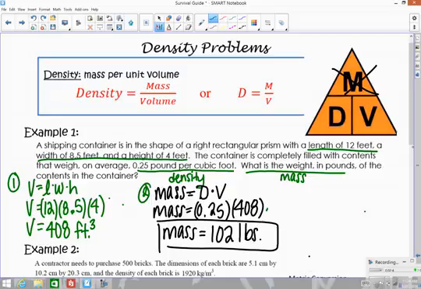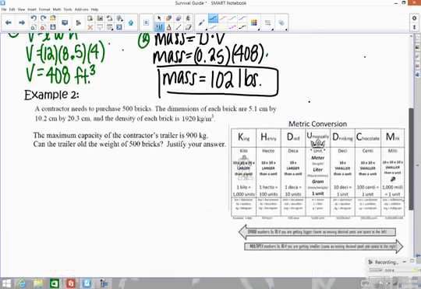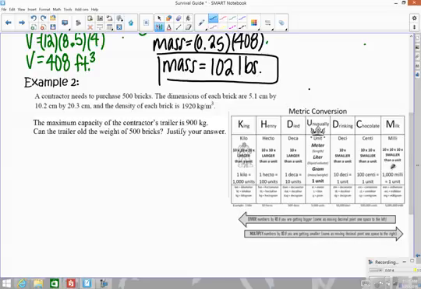So then if we move on to the next example here, it's talking about a contractor needs to purchase 500 bricks. The dimensions of each brick are 5.1 centimeters by 10.2 by 20.3 centimeters, and it gives us the density. Knowing the dimensions is going to allow me to find the volume. The maximum capacity of the contractor's trailer is 900 kilograms. Can the trailer hold the weight of the 500 bricks?